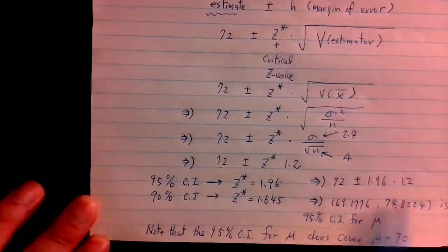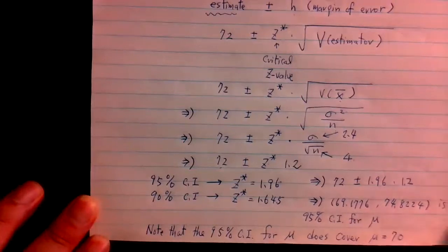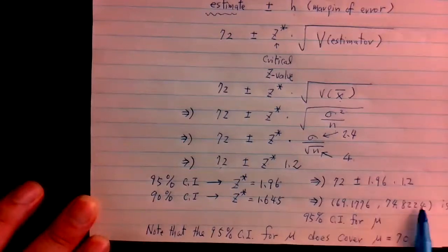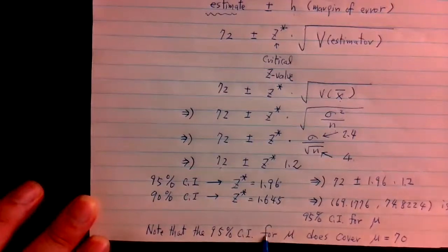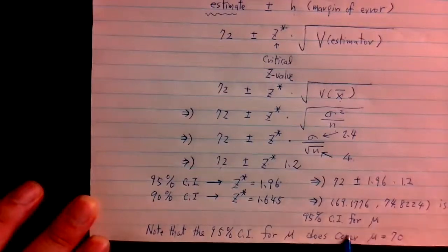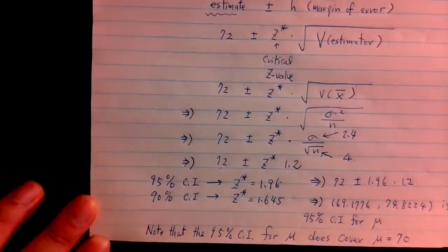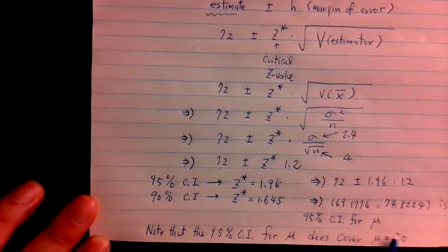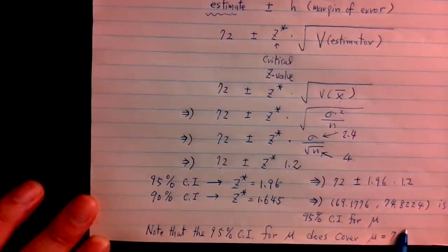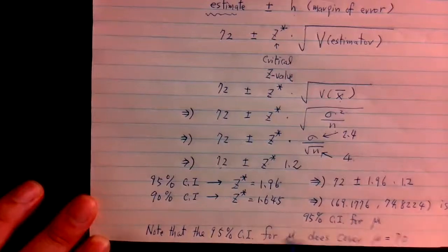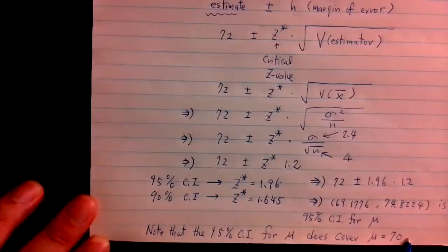Okay, after you find the 95% confidence interval for mu, you find this interval. Know that the 95% confidence interval for mu does cover mu equal to 70, okay? This is interval estimation. When we say interval estimation, we mean we construct a confidence interval to draw our conclusion. In this case, the 95% confidence interval for mu does cover mu equal to 70, okay?